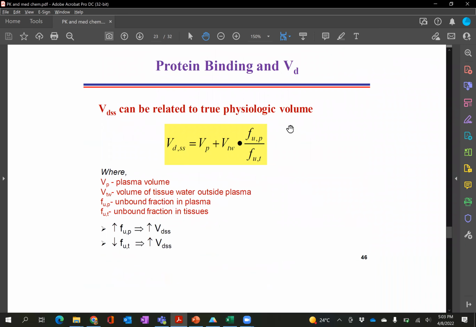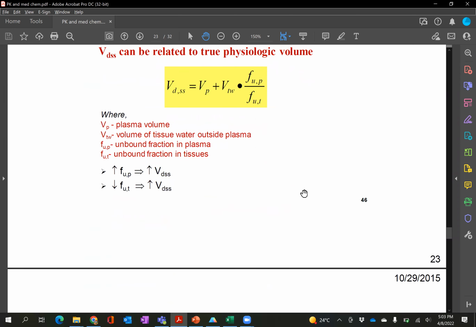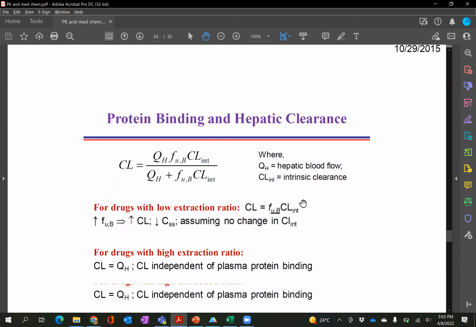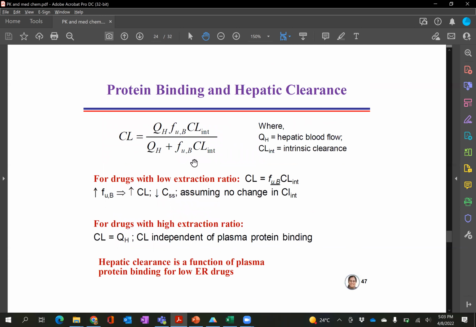Yeah, see, now you get this FUP here, right? That's how you relate plasma protein binding and the volume of distribution, coming back here. They also have this thing, which is basically clearance. They can also calculate clearance using the blood flow, right? The QH is the hepatic flow, which we can check in the table. And the FUB is the unbound percentage in the blood.